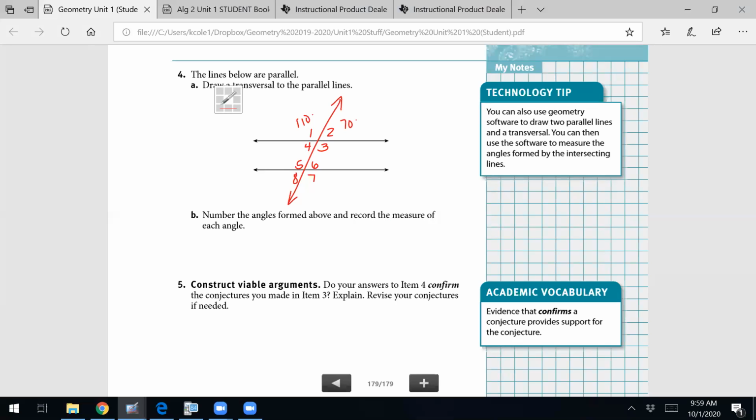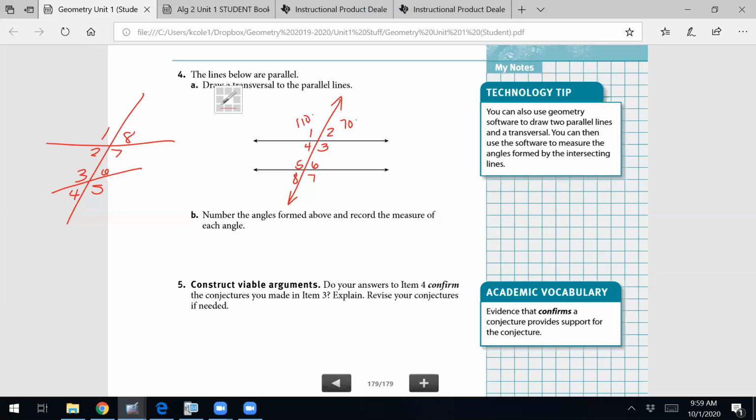There's nothing else you need to do there other than draw the transversal and put 1 through 8. And your 1 through 8 doesn't have to look like mine. Some students will do 1, 2, 3, 4, 5, 6, 7, 8. Doesn't matter. It just has to be a number so that you can identify that angle. So when I look at your paper and you say number 8, I know exactly who you're talking about. Okay, all right.